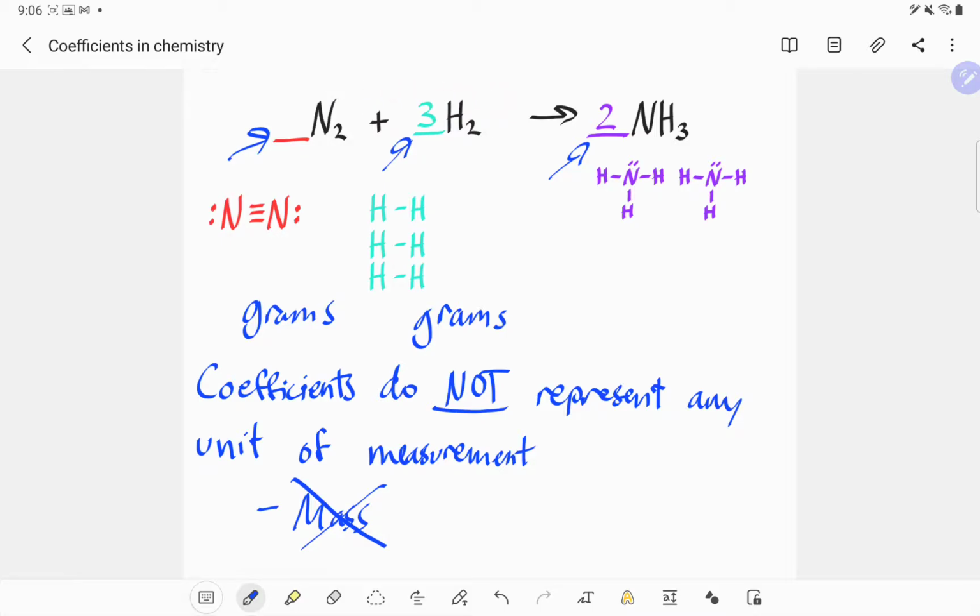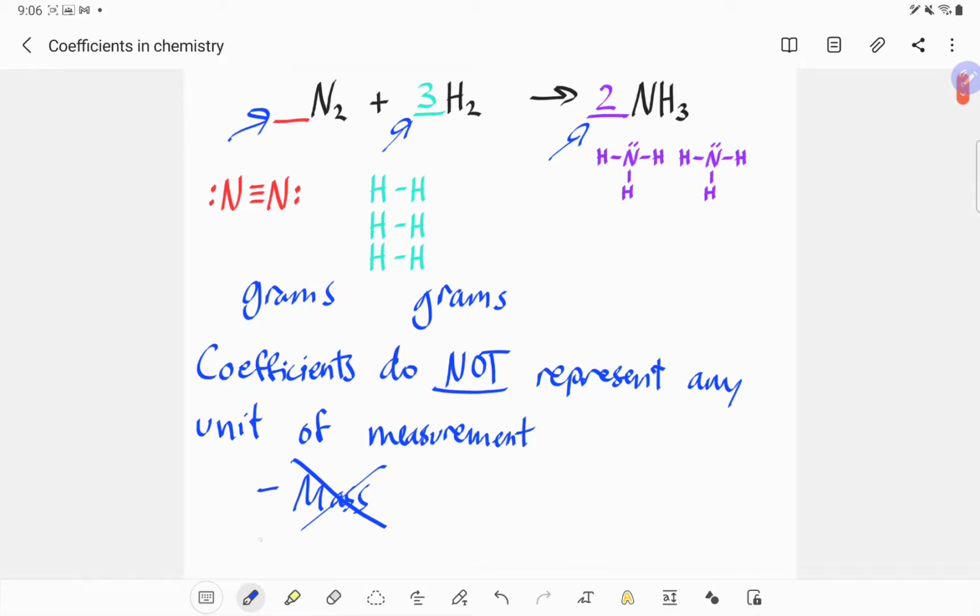Something else, though less common, is that it definitely doesn't represent the volume. So if you have all gases, these might be gases. These are not going to represent the same volume because the molecules might take up different amounts of space. So volume would be another thing that it doesn't represent.